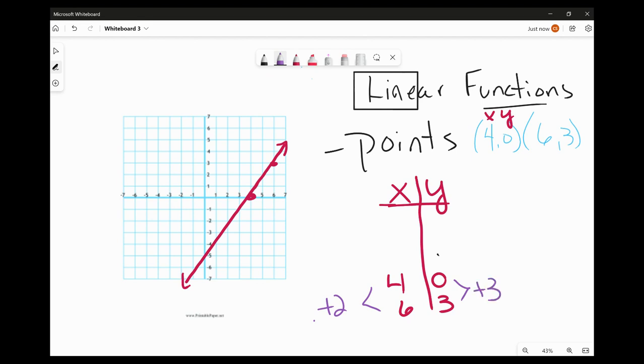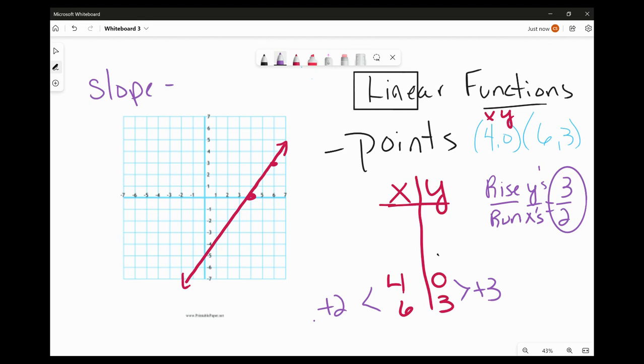So since that's the pattern, we can find our slope because slope is rise over run. And when we do rise over run, it's our change in y's over our change in x's. Okay, so rise is y's, so it's 3 over 2. So I know my slope is 3 over 2. I'm going to write that over here on the board. The slope is 3 over 2. Okay, that means that it's going to have that constant pattern. And if you look at the graph, notice that if I go from this point to this point, I rose 3 and I went over 2. So you can see the slope emerge there as well.